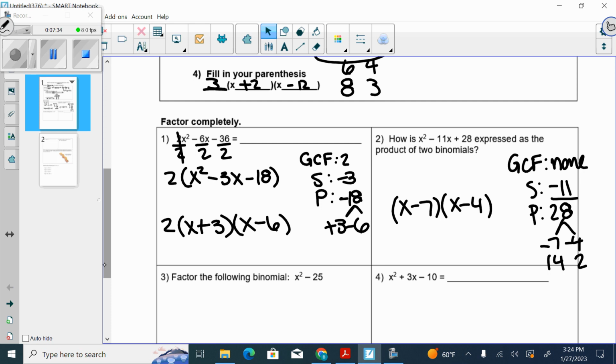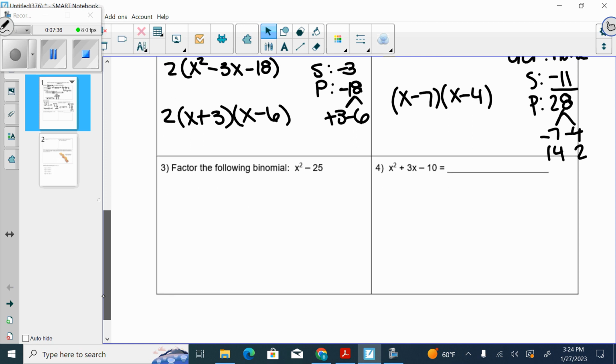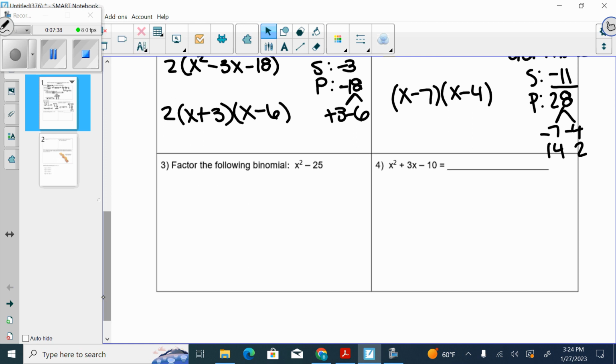Okay. Number 3. Do we have a GCF on number 3? No. Okay. So GCF, none. Okay. Then we're supposed to find sum and product. Sum is supposed to be where? In the middle. Do we have anything in the middle? No. So if it's not there, it must be 0. Okay, what's our product? Negative 25.